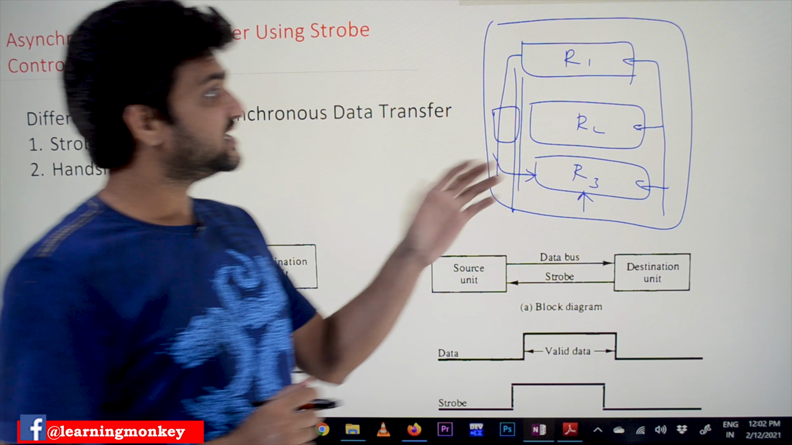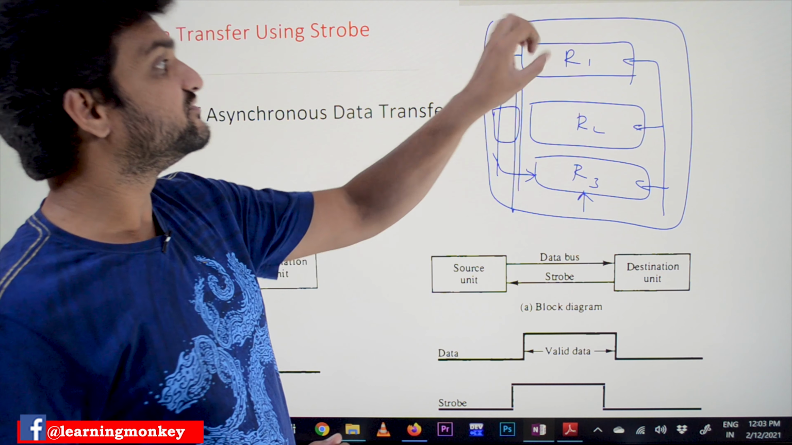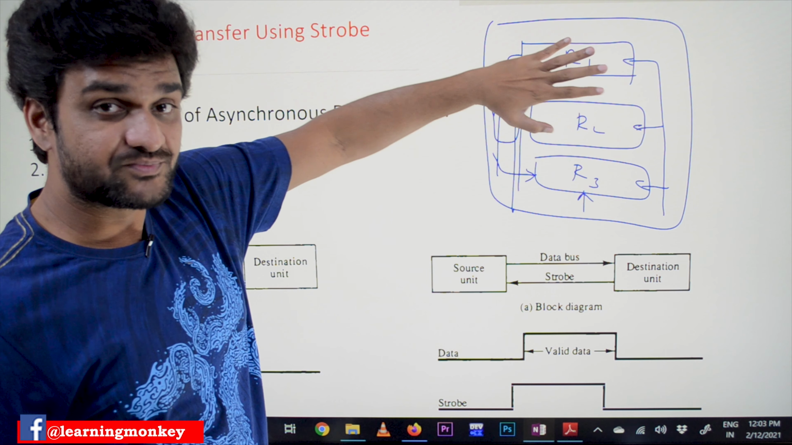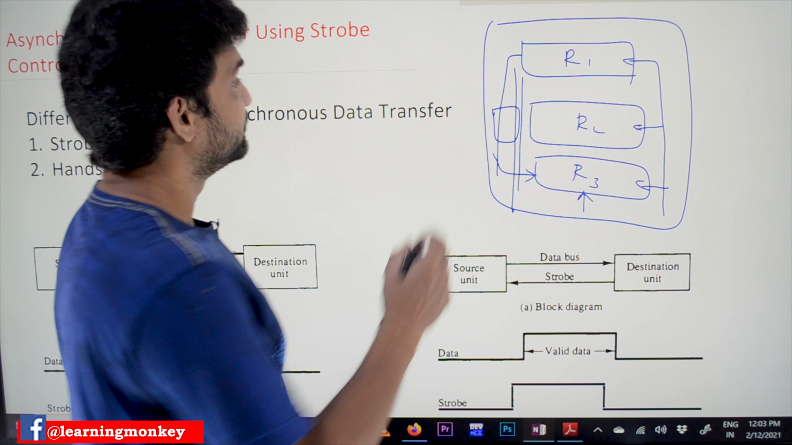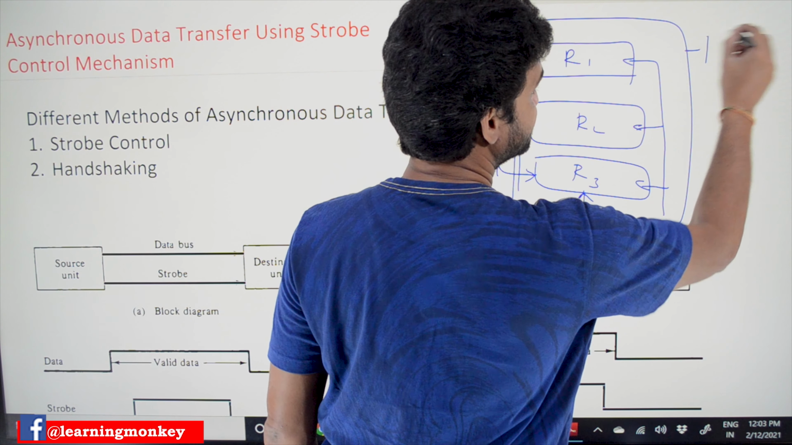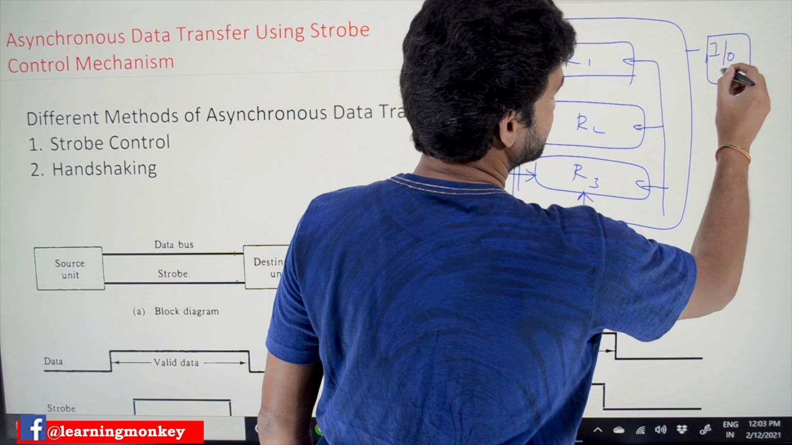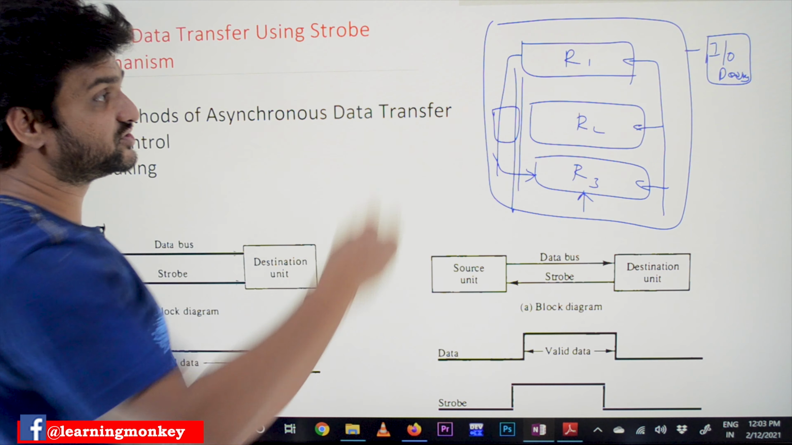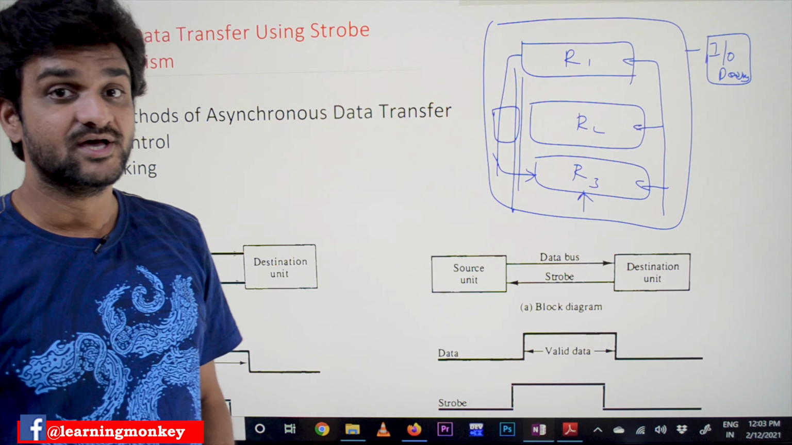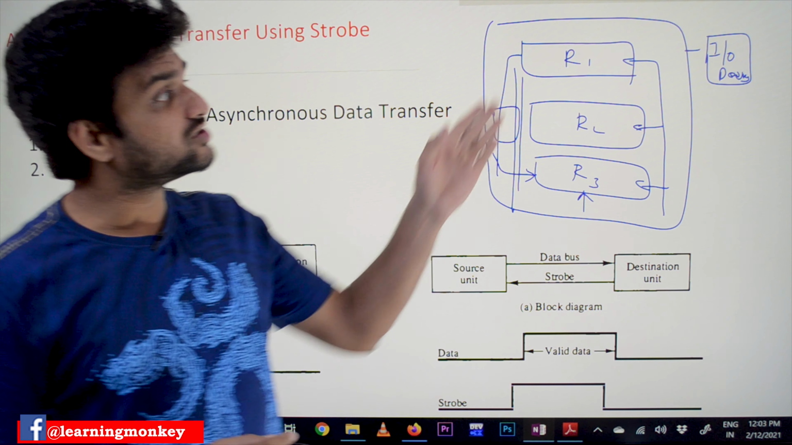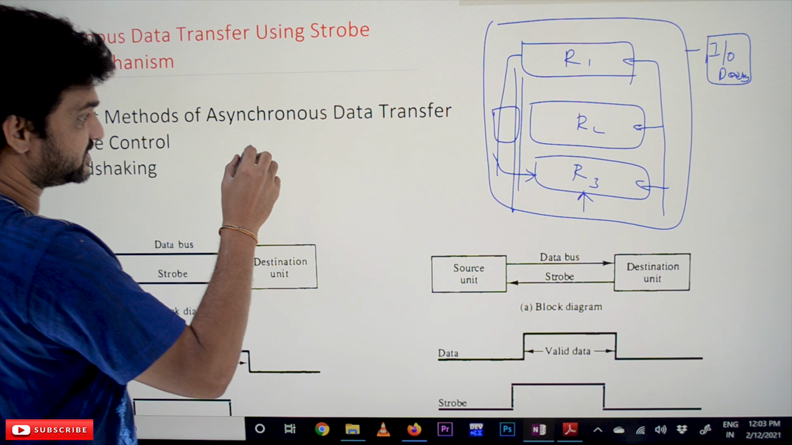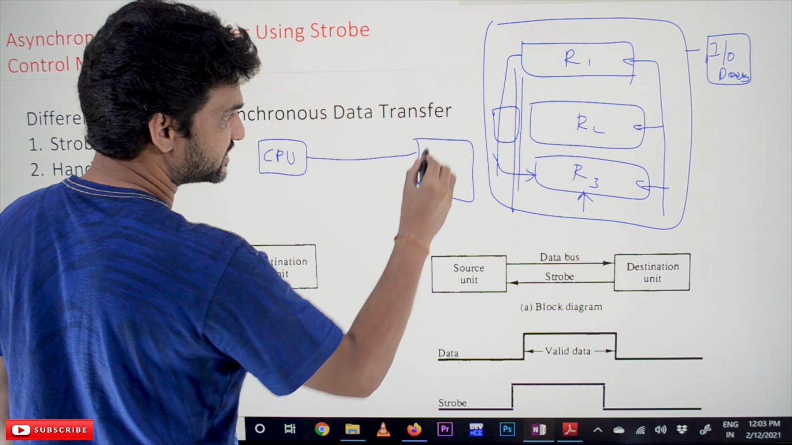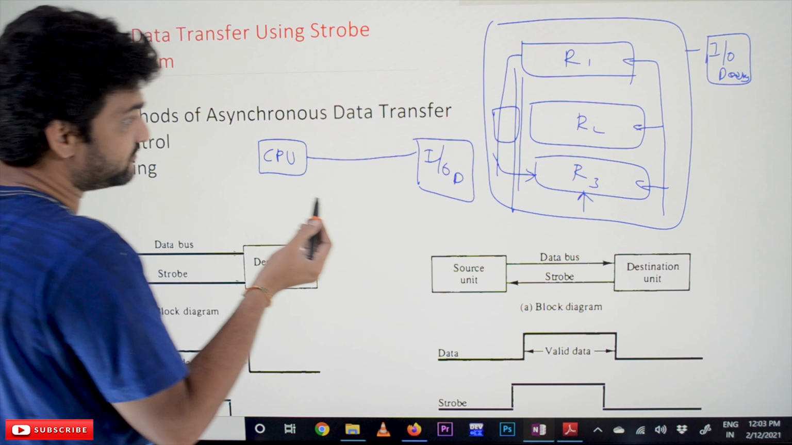Suppose we want to connect some IO devices to this computer. This IO device is an external device, not an integral part of the computer. Now I want to connect the same clock to the IO devices. If this is the CPU and some IO devices are connected to it, I want to use the same clock.